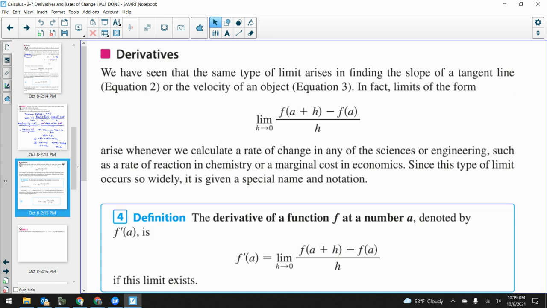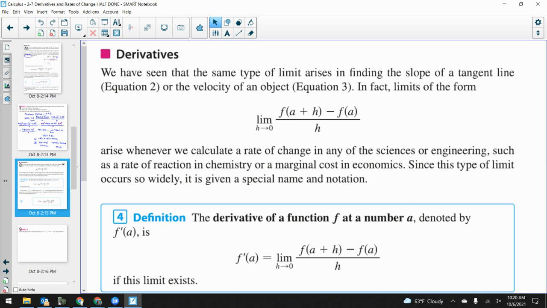Now, I've been using this term derivative. So let's take a little bit closer look at it. We've seen that the same type of limit arises finding the slope of a tangent line or the velocity of an object, right? We talked about that in 2 different ways: instantaneous velocity and slope of a tangent line.